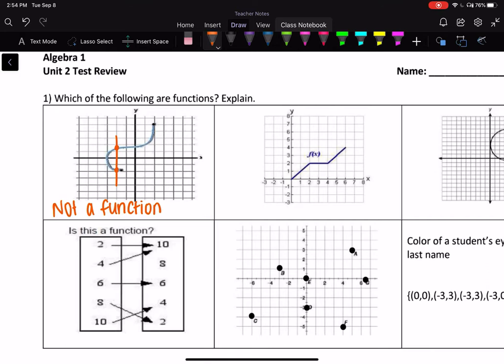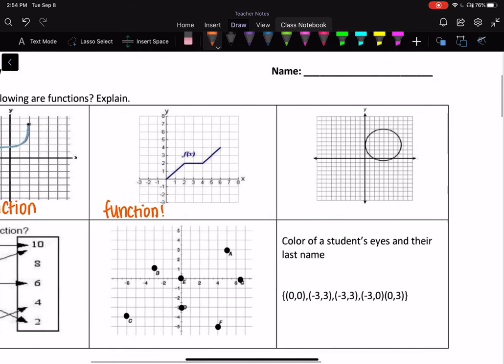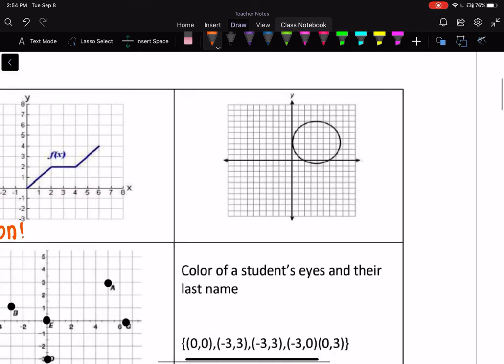Number 2, since I can draw all of these vertical lines, and none of them hit my graph more than one time, we know that this is a function because it passes the vertical line test. This one, number 3, is a circle. It hits my vertical line twice, meaning that it immediately fails the vertical line test, so it is not a function.